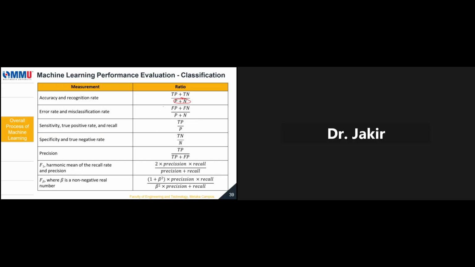That is the formula here, and the misclassification rate, which we also call the error rate, we can find out. Sensitivity we can find out using this formula, specificity using this formula, and precision you can also find out. There is an F1 score here, and others, to evaluate our model. Okay, so that's all from here.